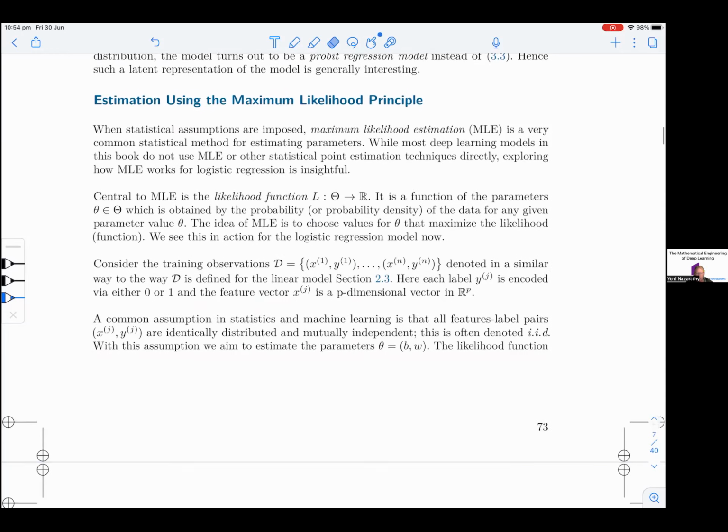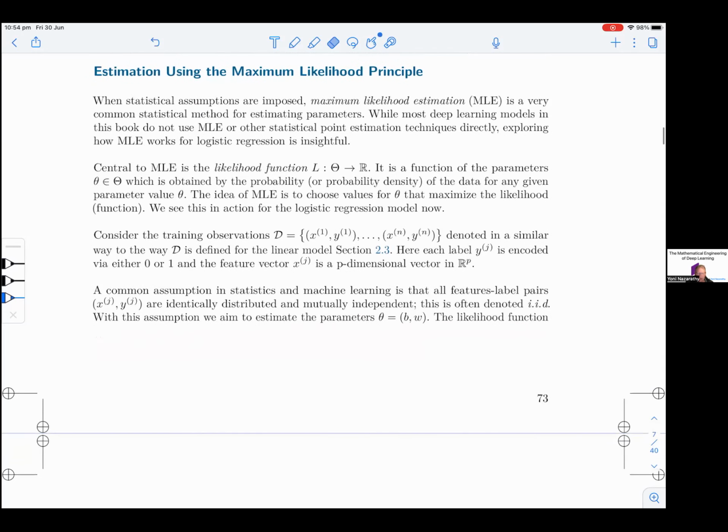Back to our main story. Estimation using the maximum likelihood principle. When statistical assumptions are imposed, maximum likelihood estimation, MLE, is a very common statistical method for estimating parameters. While most deep learning models in this book do not use MLE or other statistical point estimation techniques directly, exploring how MLE works for logistic regression is insightful.